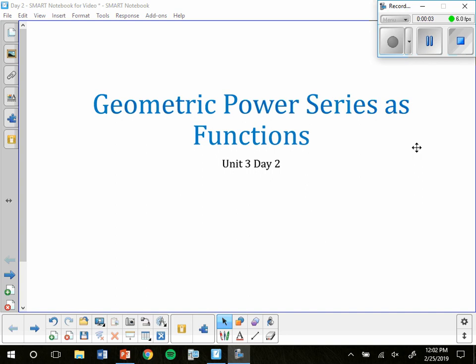Today we're going to talk about geometric power series as functions. Before we can start, what is a power series? Coefficient times x to a power.